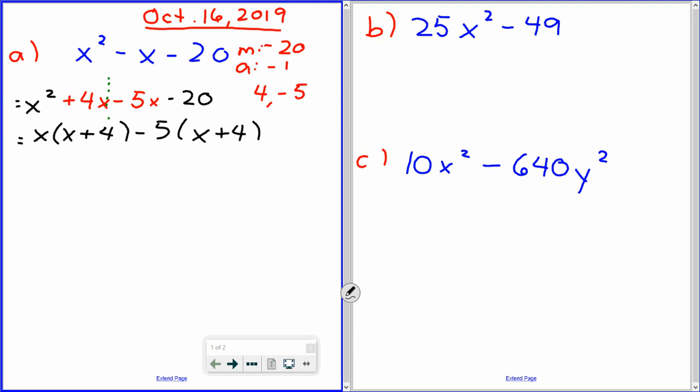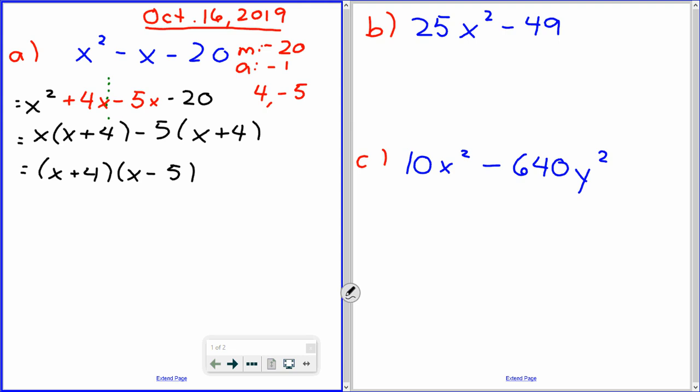Presley, last answer there, please. X plus 4 and x minus 5. I got x plus 5 and x minus 4. Then you made a mistake. What probably happened is you picked these two numbers backwards. Yeah, that's what happened. Okay, so this is stuff you learned yesterday, right?